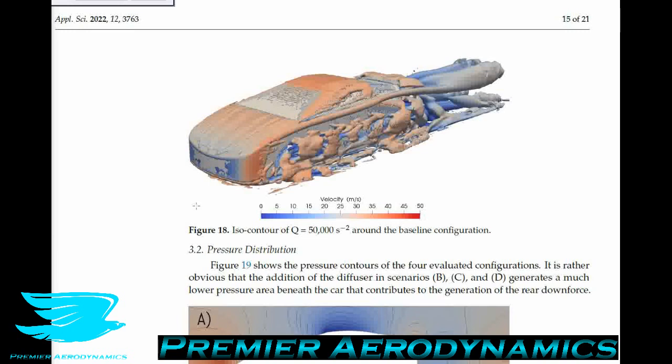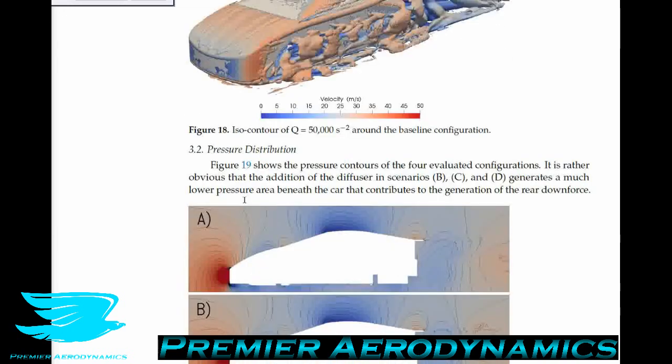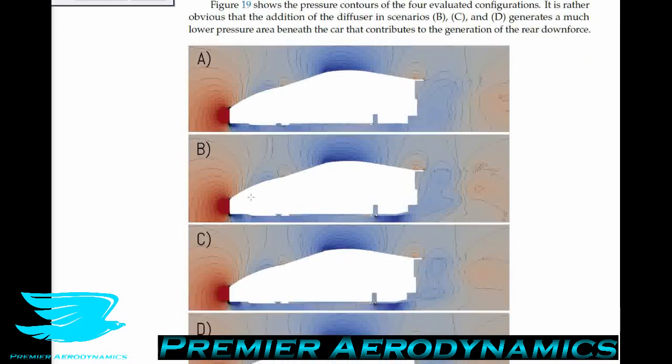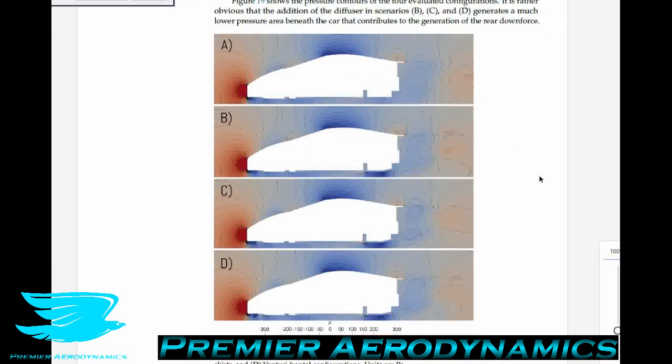So moving on to the pressure distribution in figure 19, we clearly see that the rear diffuser lowers the pressure under the rear of the car. Let me zoom out a little bit here. Figure 19 has the cross-sectional plane straight through the middle of the car. On figure A, this is just the baseline car, and at the rear of it, we don't really see much of a blue section. It's maybe minus 50, minus 75 pascals underneath there.